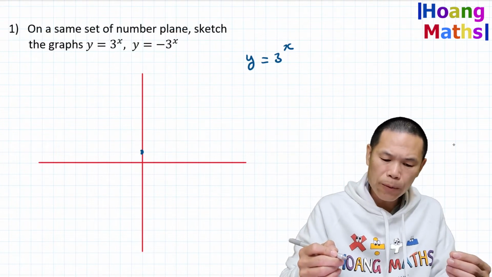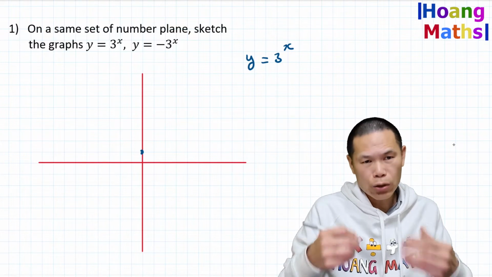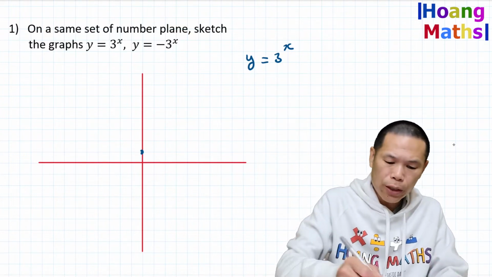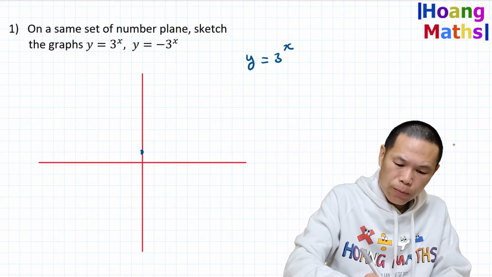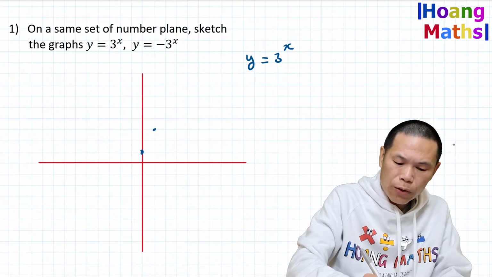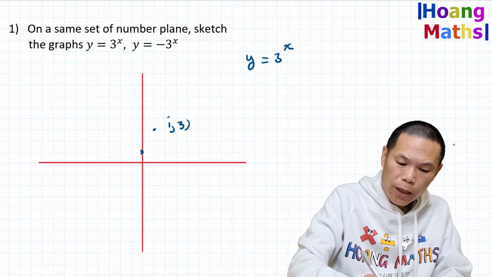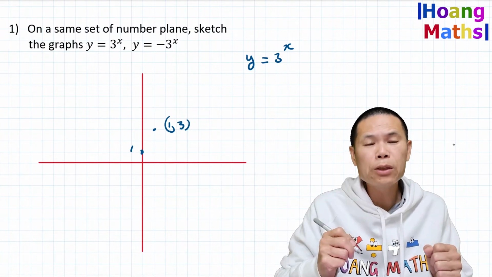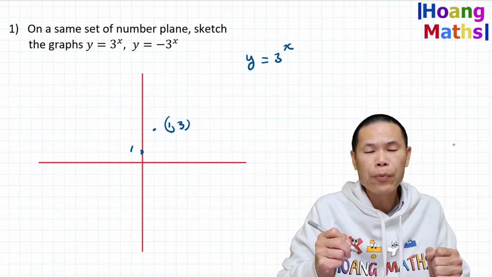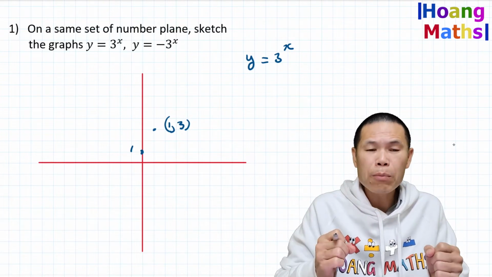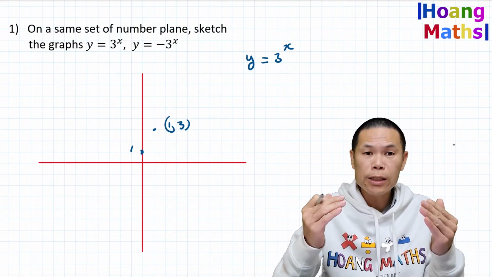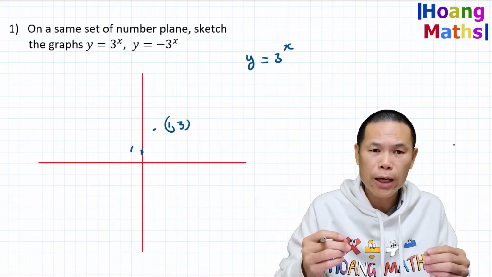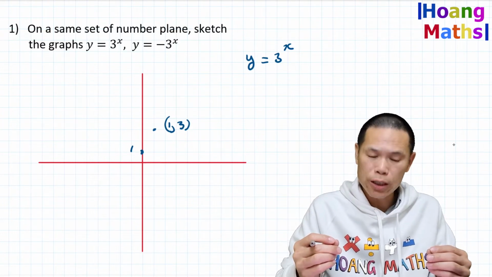Next one is when x is 1. So 3 to the power 1 is 3. So 1, 3, just roughly here. Let me just write this down. 1, 3. And this is 1. And then when x is equal to 2, that means 3 to the power of 2 is 9. When x is equal to 3, that means 3 to the power of 3 is 27. And it increases rapidly, exponentially, if you like.